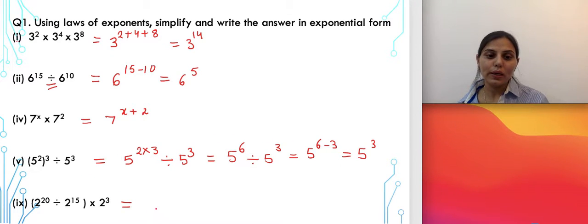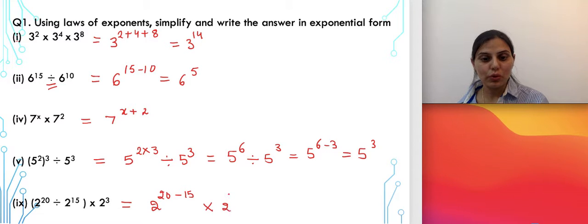2 raised to power 20 divided by 2 raised to power 15 can be written as 2 raised to power 20 minus 15. Also there is one more term attached to it which is 2 cube, and the sign between them is multiplication. Let's solve the first part. We get 2 raised to power 5 multiplied by 2 cube. Now since multiplication is there, we need to add the exponents: 2 raised to power 5 plus 3, or this can be written as 2 raised to the power 8.